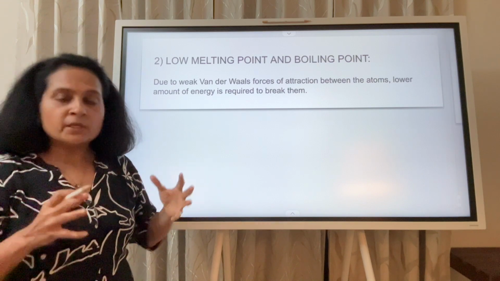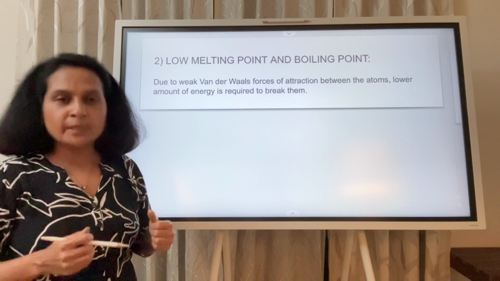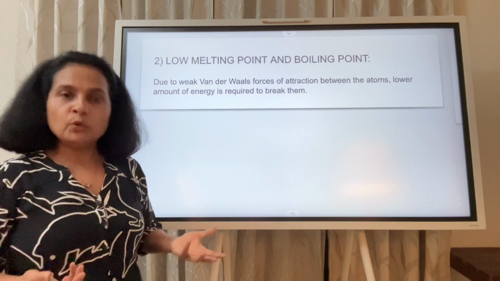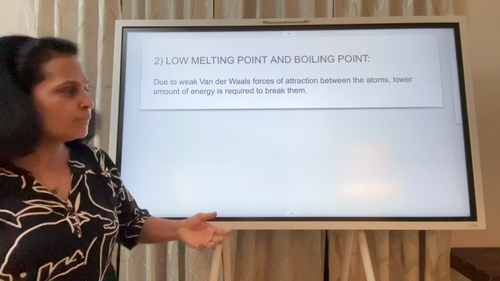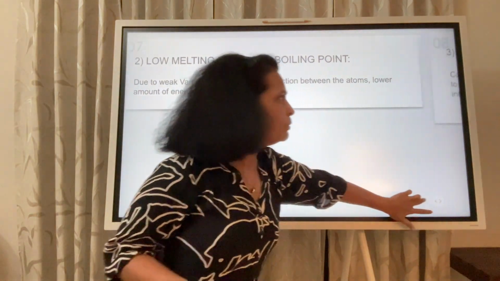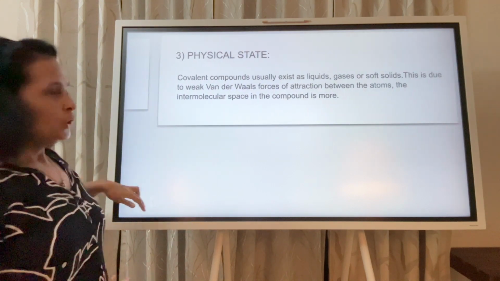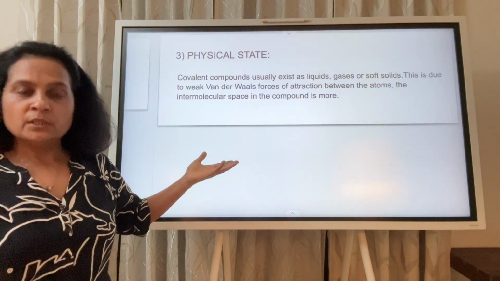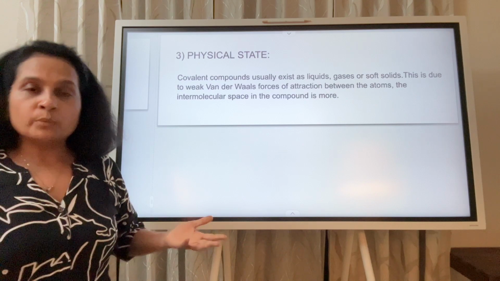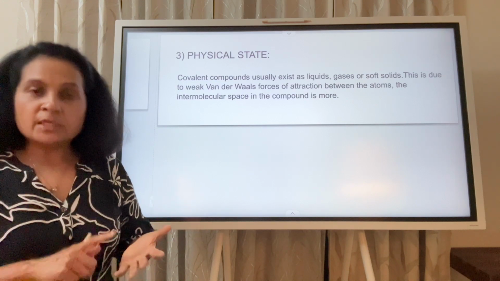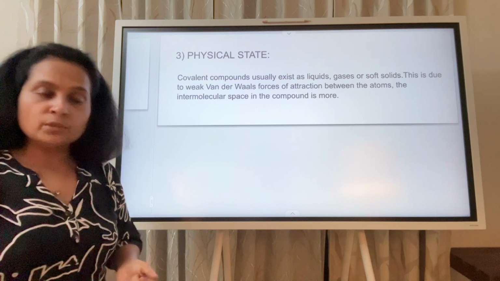That a very little amount of energy will be required to break them. So naturally, the covalent compounds have to have a low melting point, boiling point. With a little supply of energy, you can very readily break the bond. Well, that is why they have a low melting point, boiling point. So the physical state of occurrence is in all three forms. So they exist as softer solids, as liquids, and in gaseous state. So all the three states.